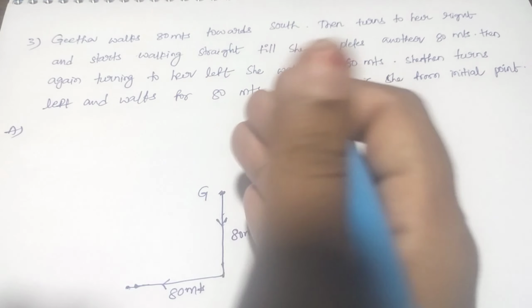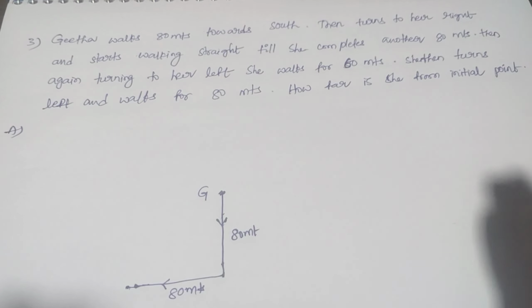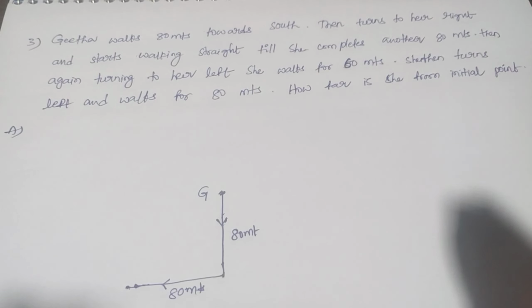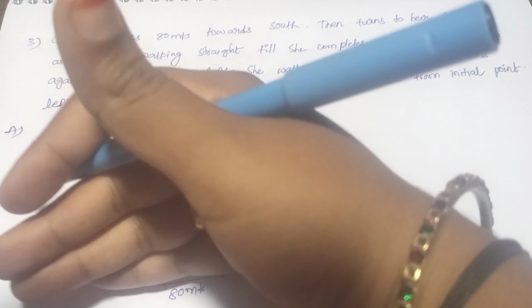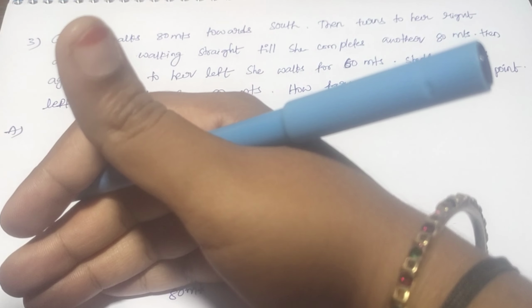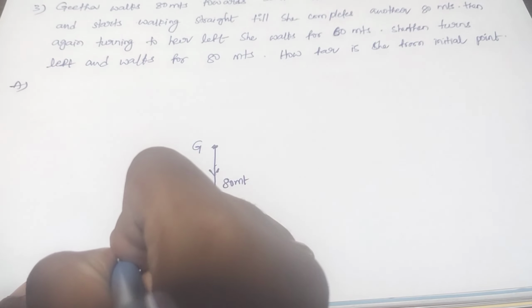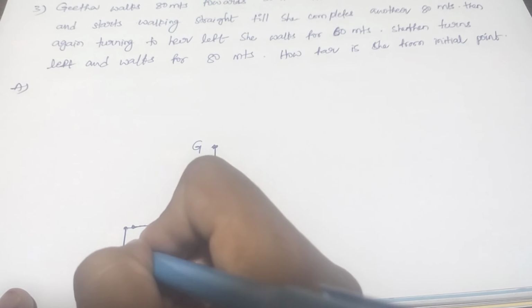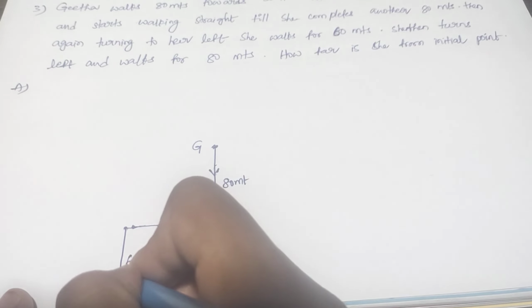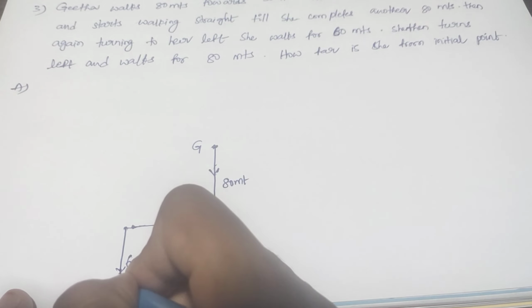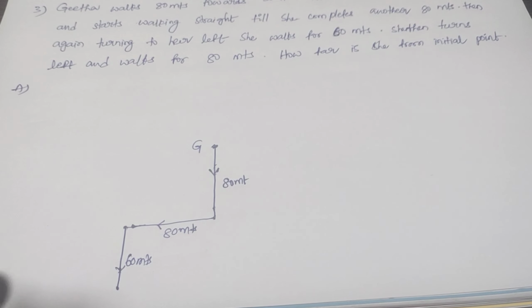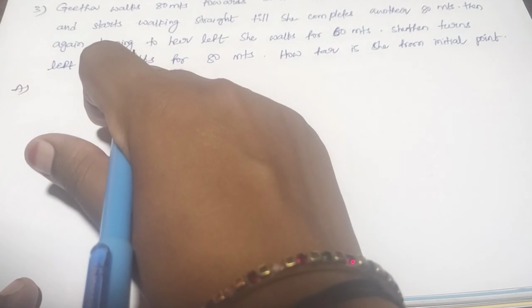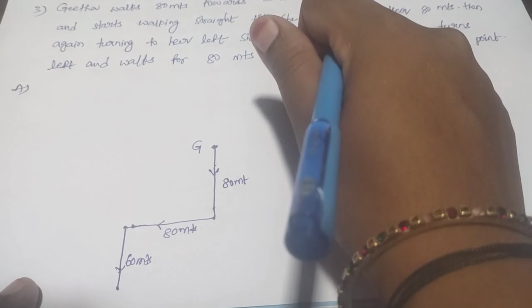Okay? Then again, turning to her left, she walks for 60 meters. Okay? She is in this direction. Turning to her left. Left means downwards. Come downwards and take it as 60 meters. Okay? This is the 60 meters. And again, she turns left and walks for 80 meters.